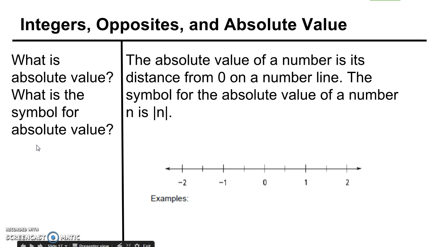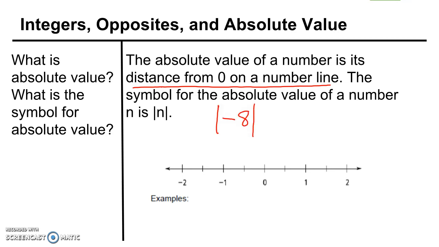Okay, absolute value. Remember absolute value, the symbol is straight up and down lines. And what it does, basically it makes a number positive. Okay, you're finding the distance from 0 on a number line. That's the definition of absolute value. So if I told you to find the absolute value of -8, it would be 8, because it's 8 spaces from 0 on the number line.